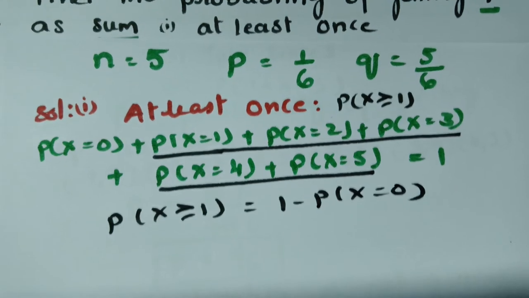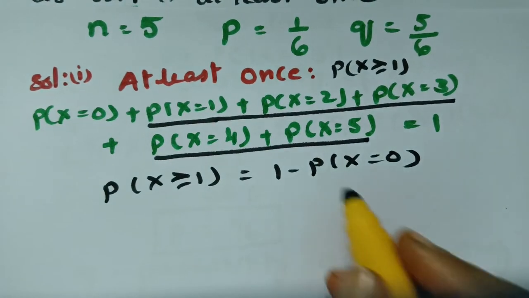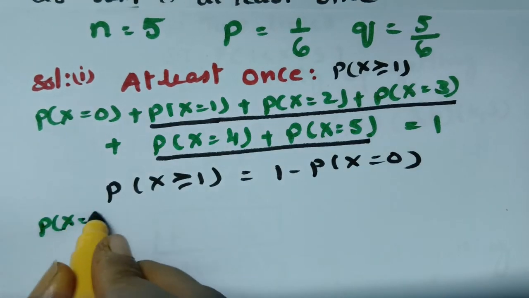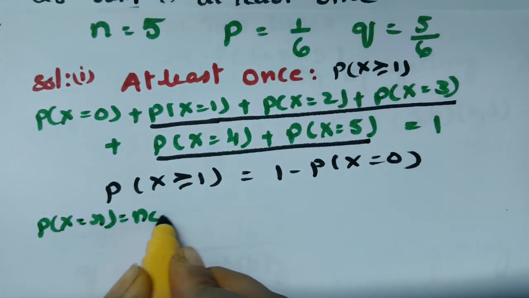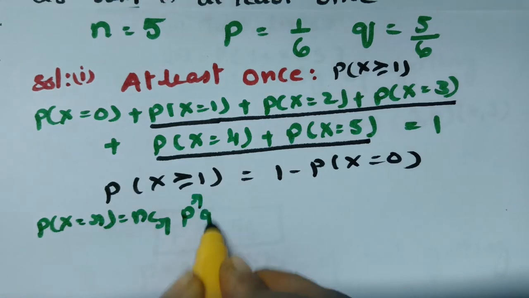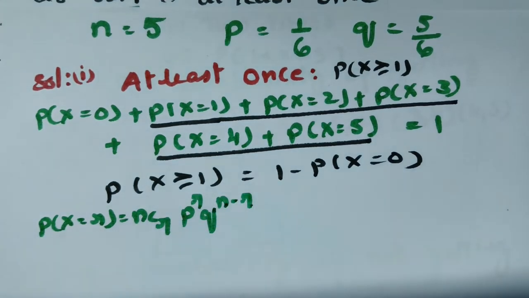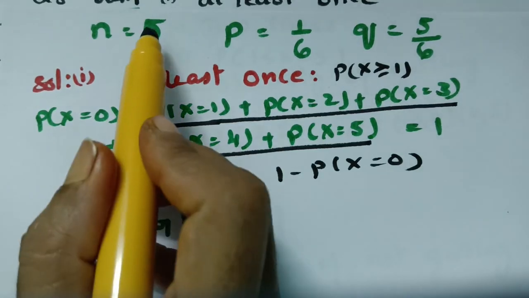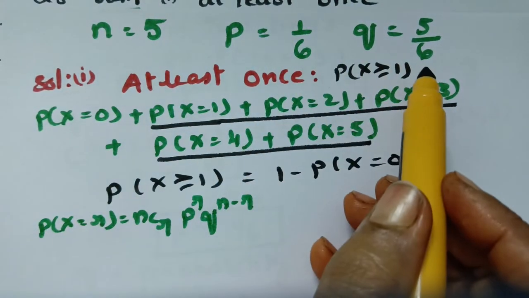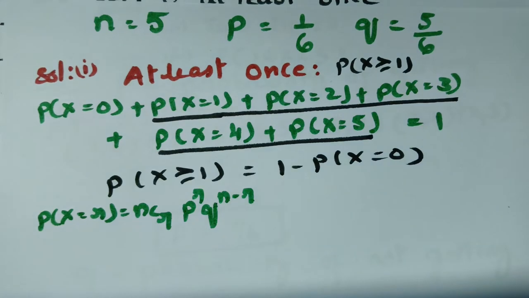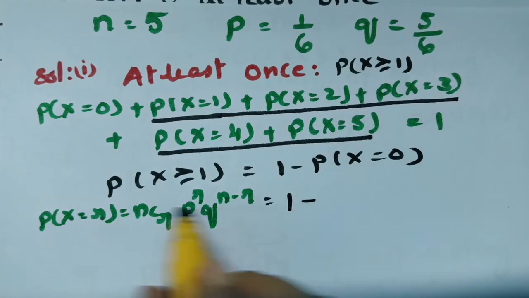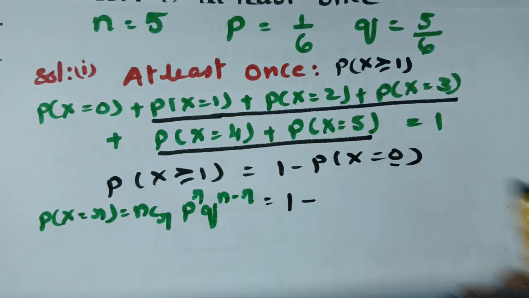Now I am going to substitute. What is the formula for the binomial distribution? P of x equal to r means nCr, p power r, and q power n minus r. Now we substitute all the values: n is equal to 5, p is equal to 1/6 and q is equal to 5/6. So this will be 1 minus nCr, where r value is equal to 0.